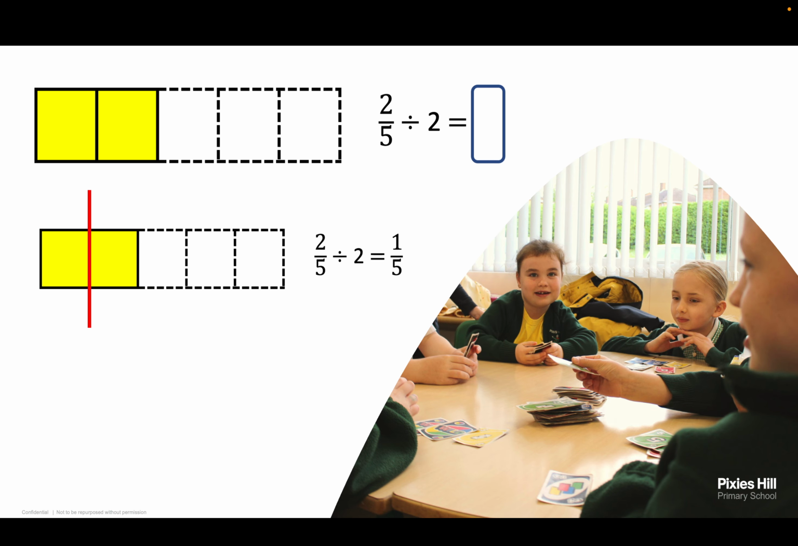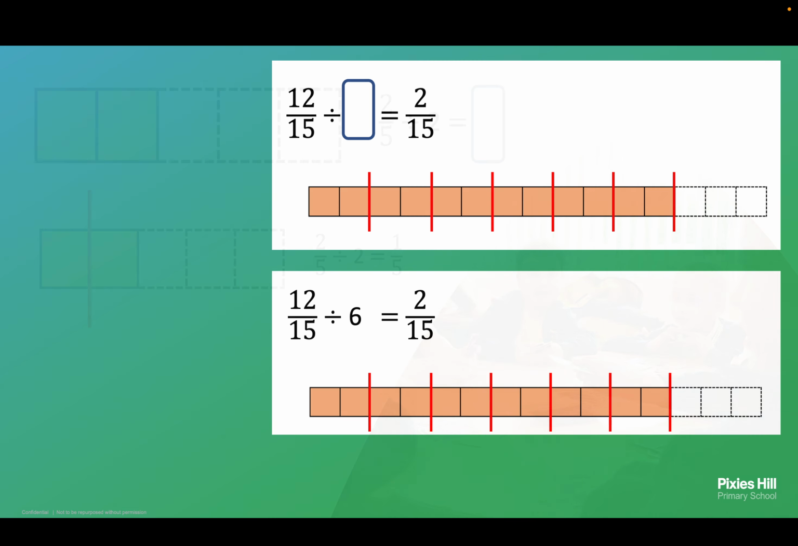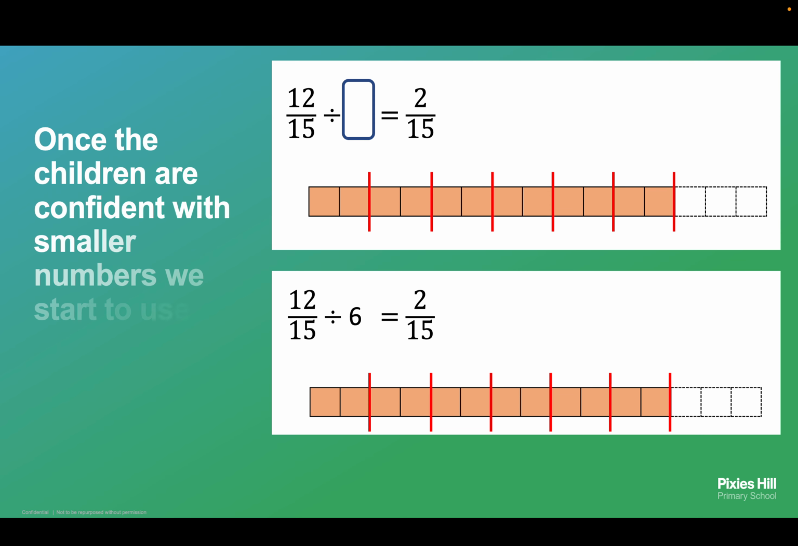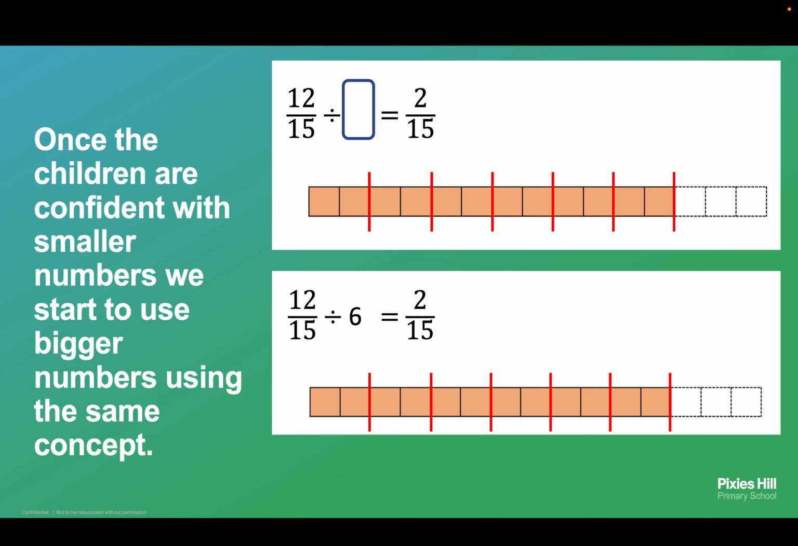Visual aids are powerful tools in this process. At this stage, we like to use diagrams or physical objects to show how fractions can be divided. For example, drawing bars or circles and then splitting them into equal parts helps children see the process rather than memorising rules. This visual approach lays a strong foundation for understanding. And here in this example, you can see we have 2/5 shared between 2 people, which would give them 1/5 each. Once children are confident with smaller numbers, we gradually introduce bigger numbers using the same concept.